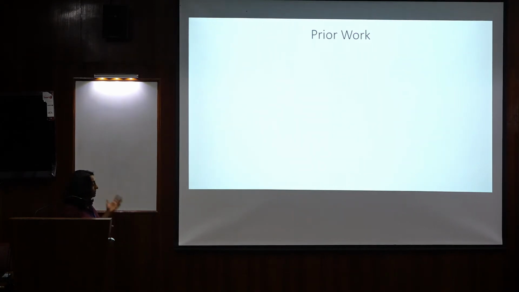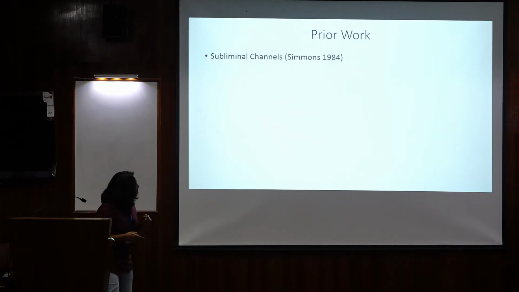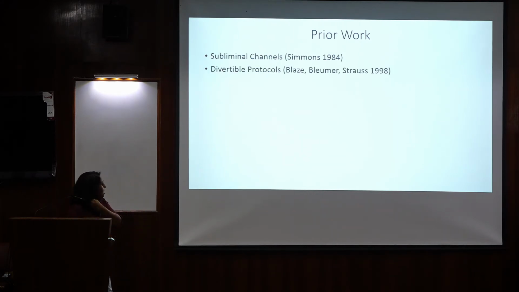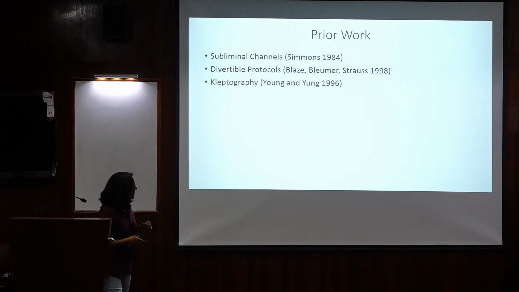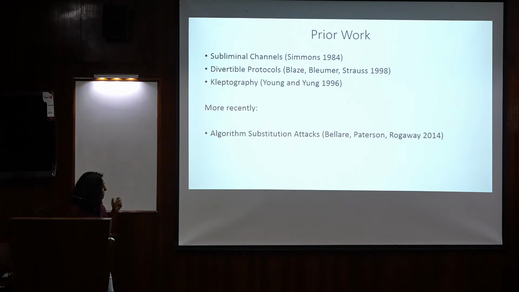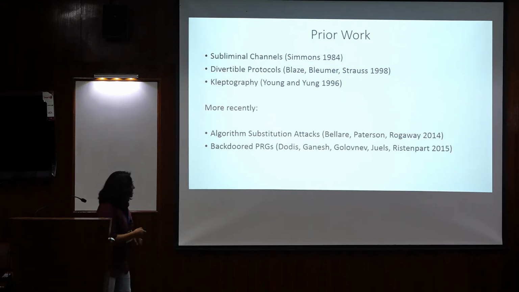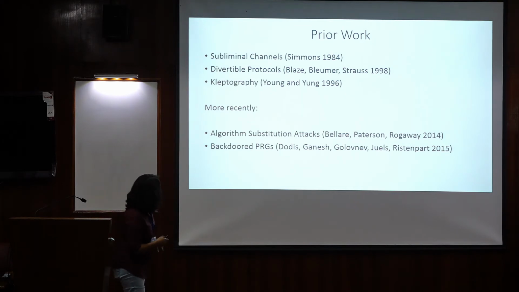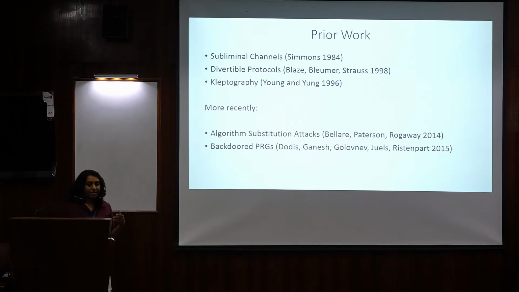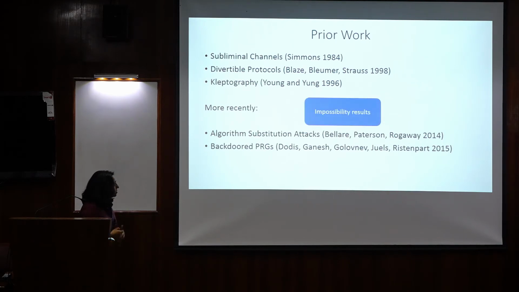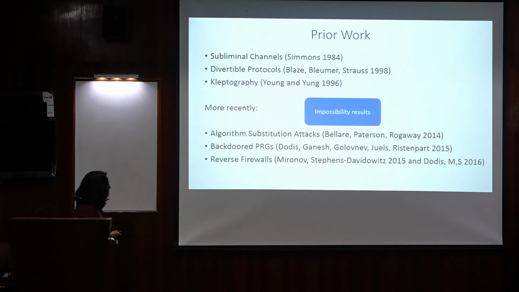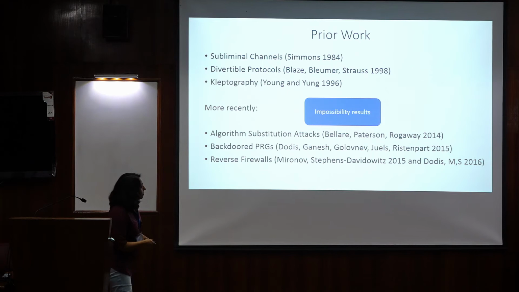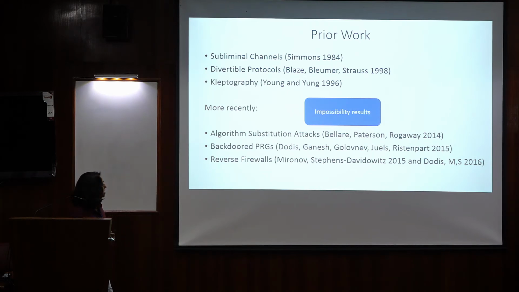So there has been some prior work in this kind of setting, starting from the work of Simmons from 1984 on subliminal channels, and the work on divertible protocols and kleptography of Young and Yung. And more recently, there has been work by Bellare and others on what is called algorithm substitution attacks, which looks at backdooring of symmetric key encryption schemes. And there is this work that is joint with Evgeny, Sasha, Ari, and Tom on backdoored PRGs, where we formalize this Dual EC PRNG attack and show both negative and positive results for backdoored pseudorandom generators. And both of these were impossibility results in a strong sense. And there is this work by Noah and Ilya and a follow-up by Evgeny, Noah and Ilya on the reverse firewall framework, which shows us how to get around these impossibility results in what is called the reverse firewall framework.